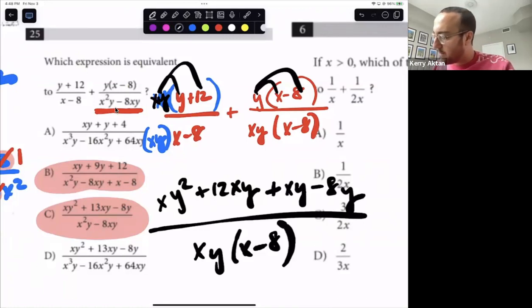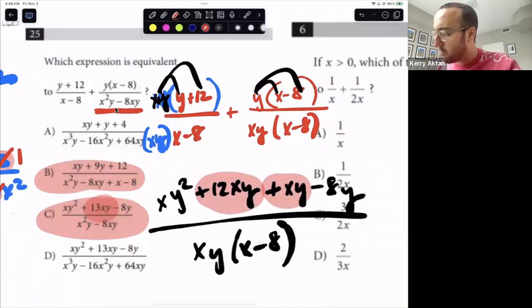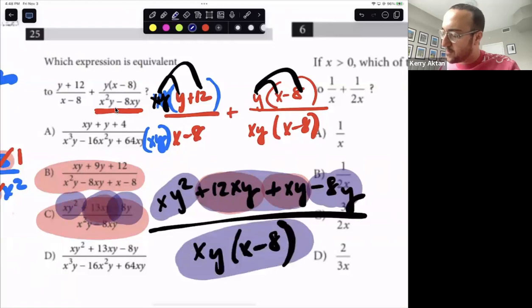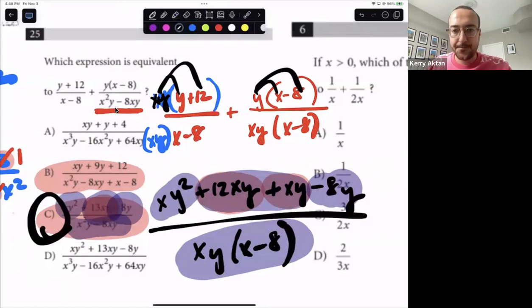Okay, so now what? I'm praying that that's correct, and I'm looking at the answer choices, and something does kind of resonate with me. 12xy plus xy gives me 13xy, so that piece is definitely good. The minus 8y is there, and the xy squared is there, and the denominator is there. Just I didn't FOIL it out. I'm done. It is answer choice C.